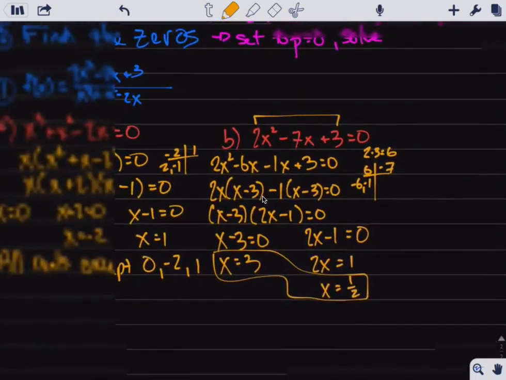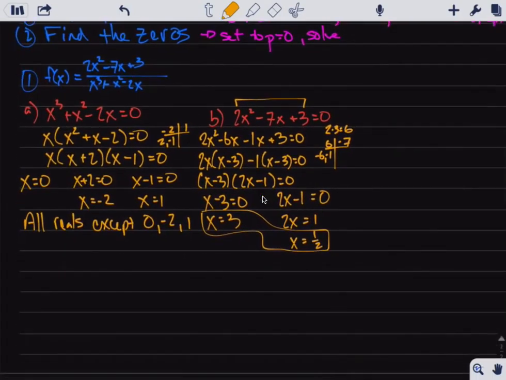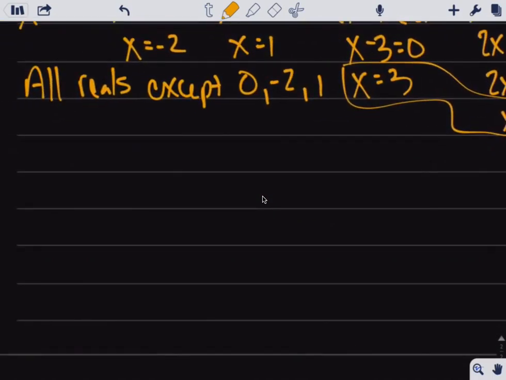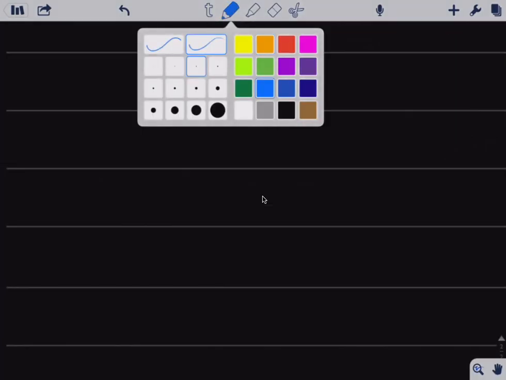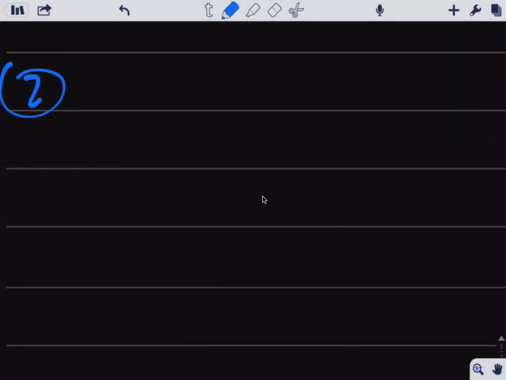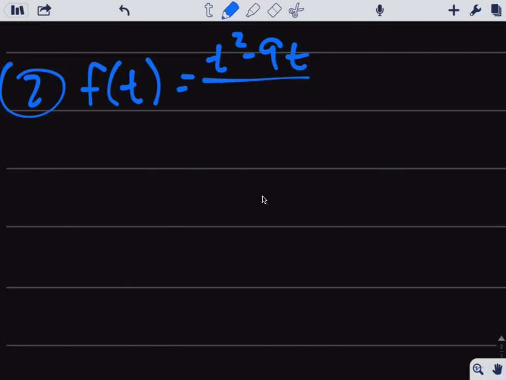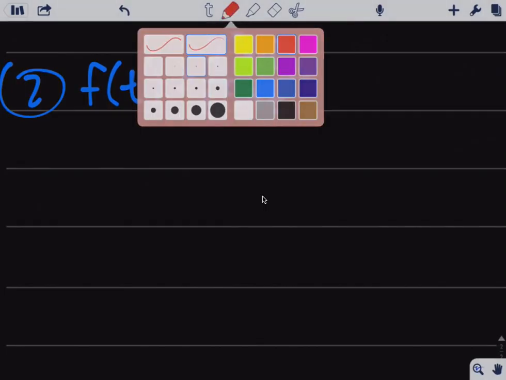Let me do one more example of finding the domain and zeros of these particular problems. Do one a little bit easier, a little bit easier to factor. Okay, we'll do f of t is equal to t squared minus 9 on top, t squared minus 9t on bottom. Okay, so we do A, the domain.